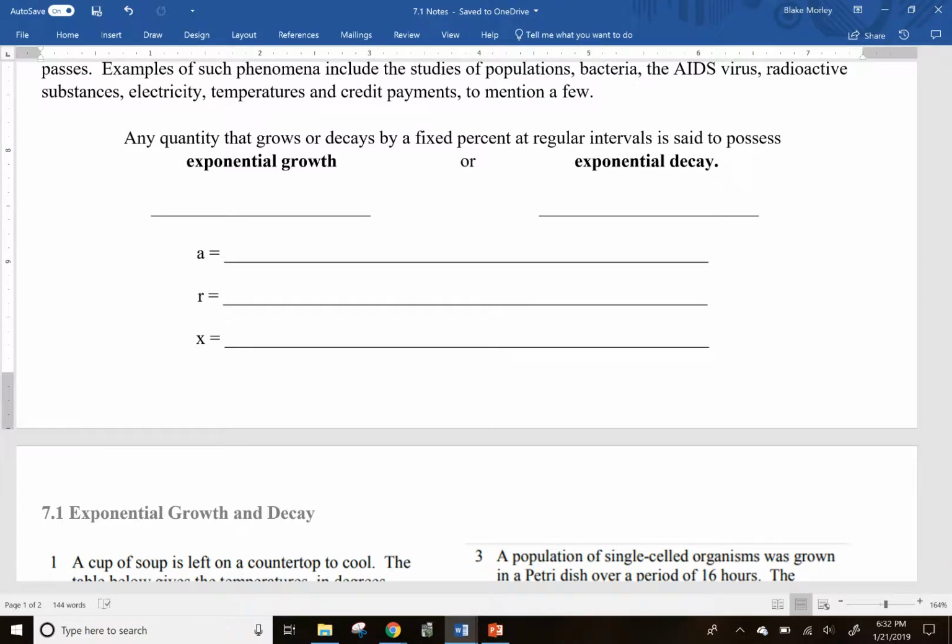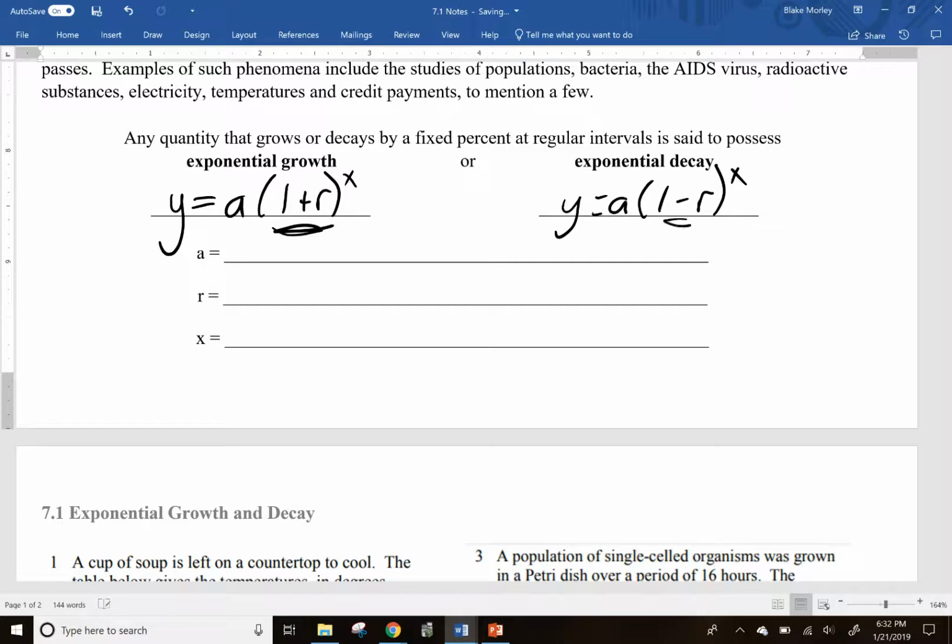Exponential growth, this was intended for you to write the equation for it. So the exponential growth equation is this. It's y equals a times (1 plus r) to the x power, whereas exponential decay is y equals a times (1 minus r) to the x power. So obviously the only difference is one equation has plus, one equation has minus.